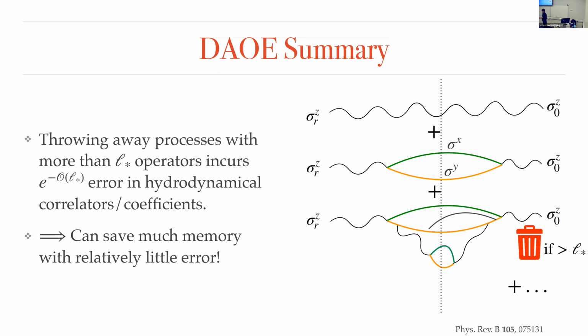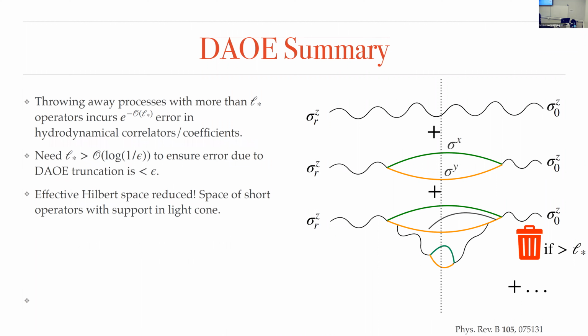Sorry, if one over L star is 0. Yeah, but it's not obvious that, I guess you show us how the diagrams with larger L are smaller. Yes. I still need to explain why it is the larger diagram. Okay.